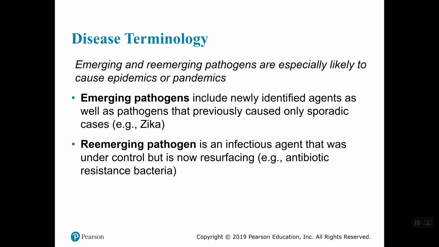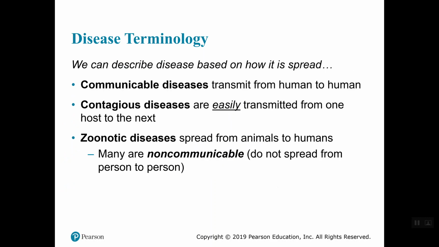Prime examples of this are antibiotic-resistant bacteria, more specifically Mycobacterium tuberculosis. There are several strains of Mycobacterium tuberculosis that are multi-drug resistant strains. This used to be controlled, albeit with a lengthy antibiotic treatment, but it used to be controlled with antibiotics. Now that same treatment is not effective, so we're seeing these re-emergent cases occurring.